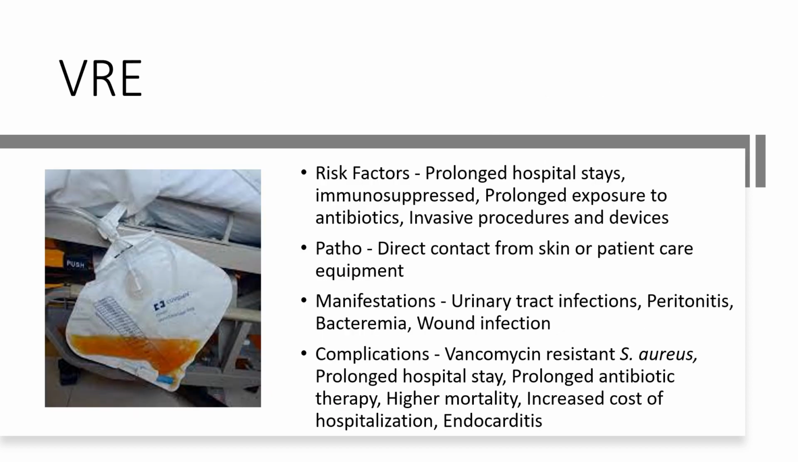VRE, this one. Our risk factors are pretty much the same as the MRSA ones, and the pathophysiology is very similar as well, so that's direct contact from skin or patient equipment. Manifestation: the symptoms are going to depend on where the actual VRE is located. I have always seen it in the urinary tract, so VRE urinary tract infections, but it can also be in the belly, that's peritonitis, or bacteremia, or a wound infection. Complications: this can lead to a prolonged hospital stay, prolonged antibiotic therapy, again higher mortality, and endocarditis.